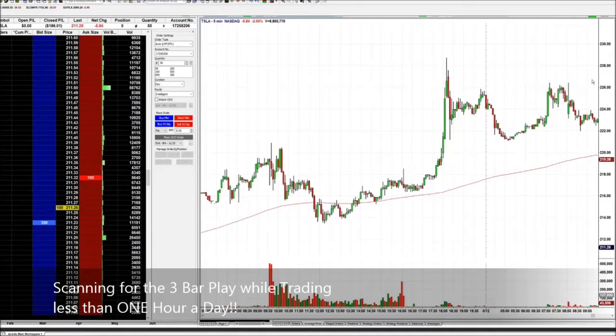Now, the favorites list is not a random area to buy these stocks. You don't just randomly buy Tesla at 224 because it's on the pre-market favorites list. Tesla has to formulate a pattern after the market opens, and then we can trade it.